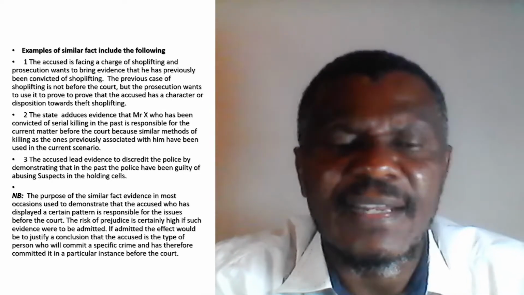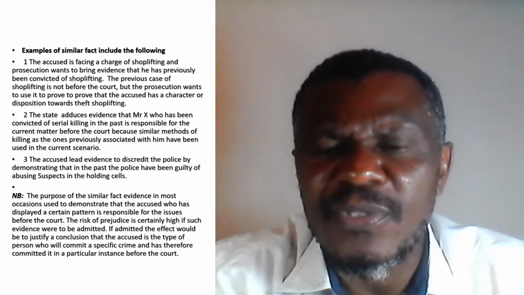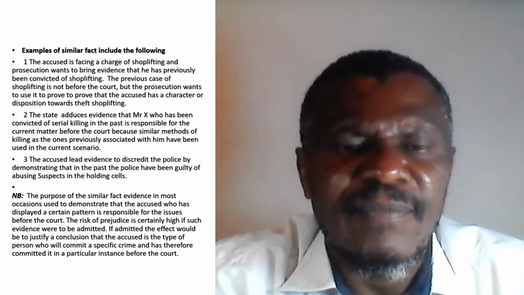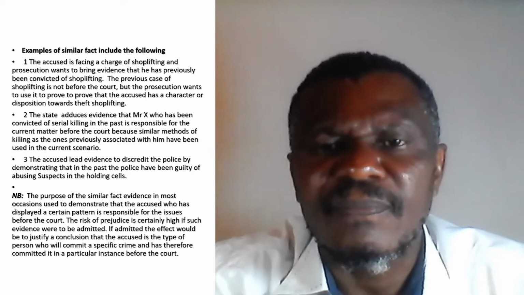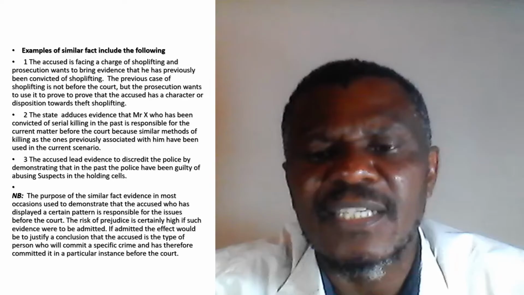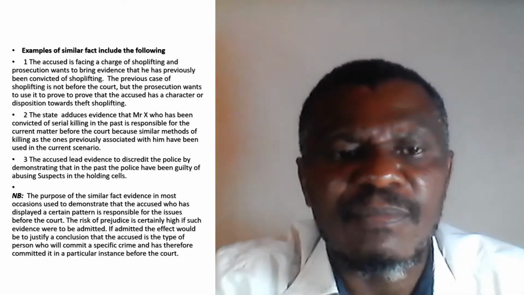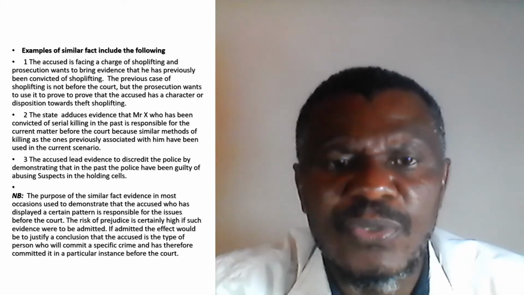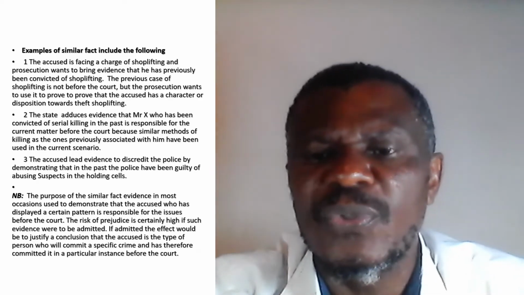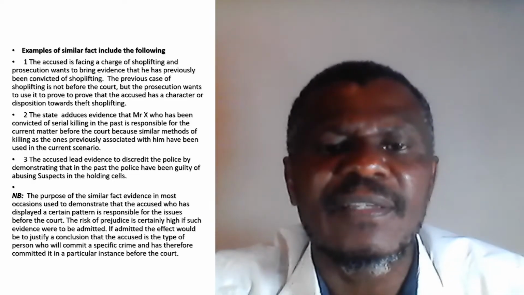The state adduces, in another instance, evidence that X, who has been convicted of serial killing in the past, is actually the perpetrator in the case being considered by the courts. So it's using this inference that because a certain pattern of killing is associated with X, therefore even in this current scenario, X must be convicted. That's similar fact. Or in some instances, the accused may lead evidence to discredit the police by demonstrating that the police do use some inappropriate force to interrogate the suspects and so on and so forth.